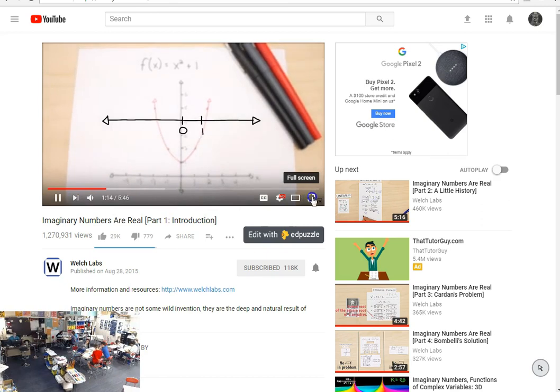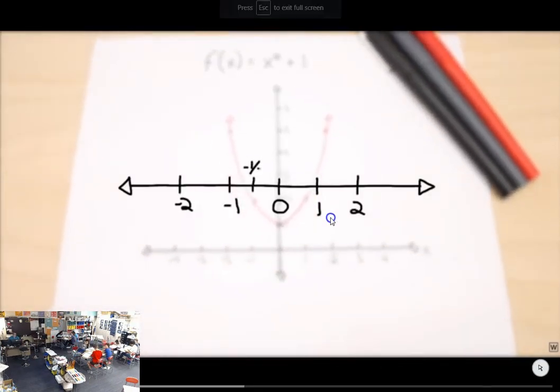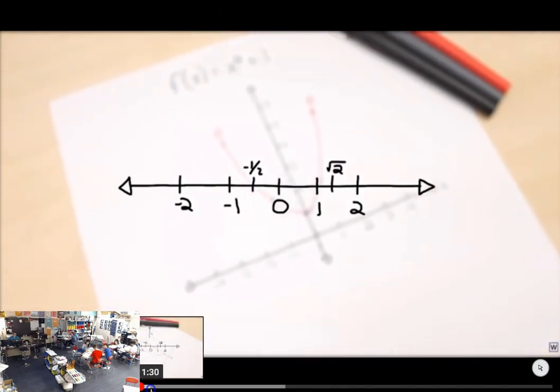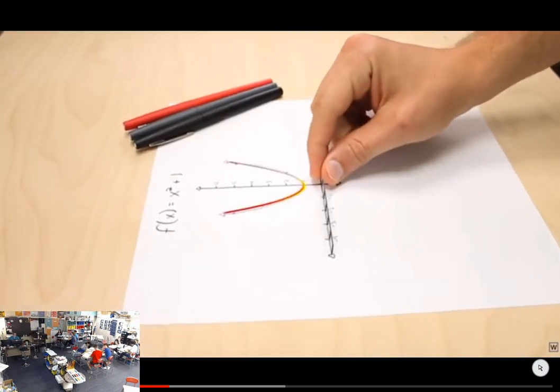So we look at the other plane. He flips it, lays this plane flat, stretches the parabola up. We'll talk more about this one day. We'll watch the whole thing.